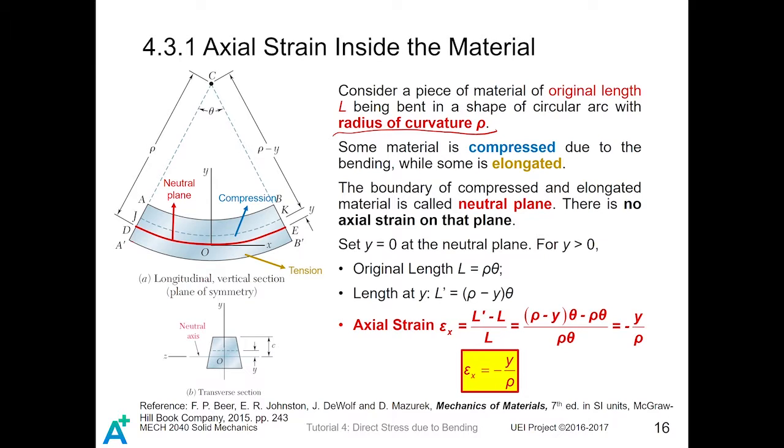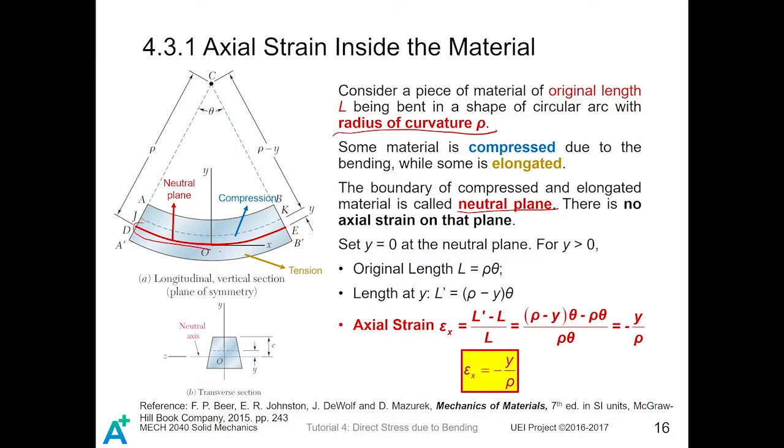That means at some position the material is compressed, while at another position of the material, say here, the material could be elongated. Actually, for a piece of material under pure bending, there must be a neutral plane, which means no matter how you bend this material, on this neutral plane, the length is still the original length L. And this is the boundary of the compressed region and the elongated region.